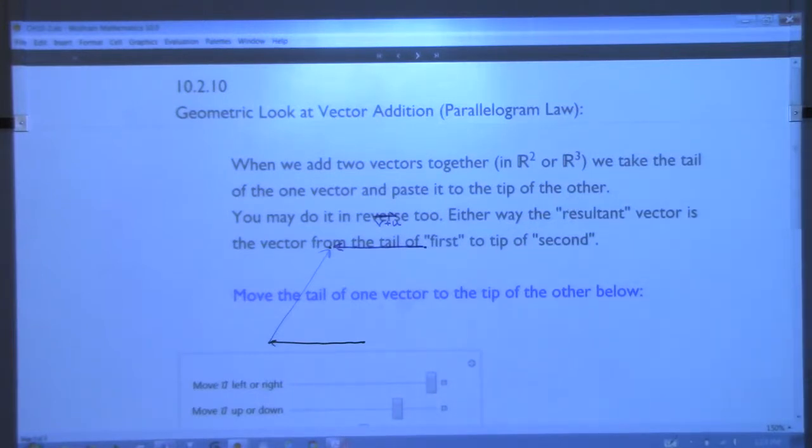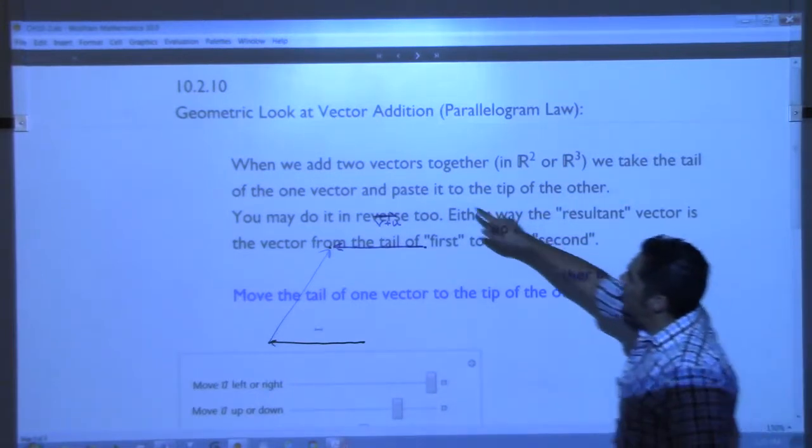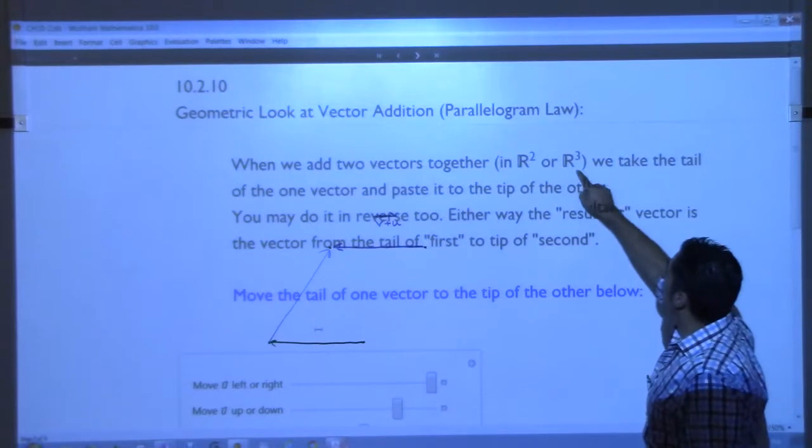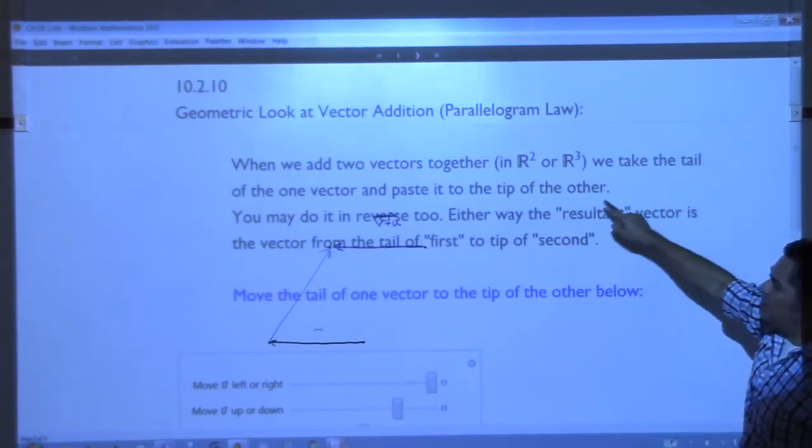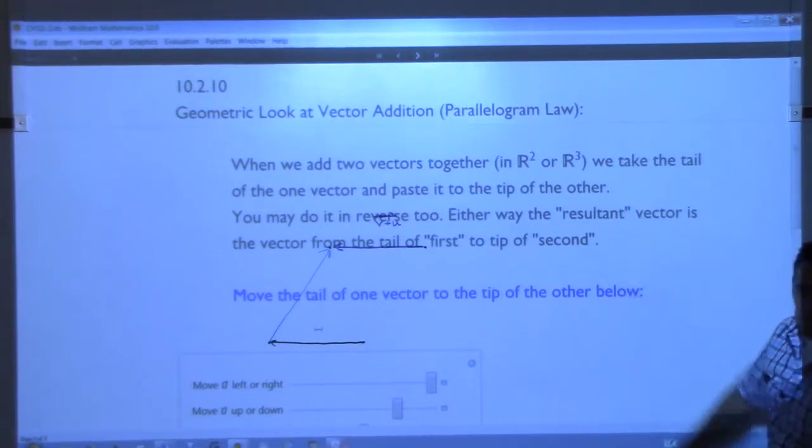So I put here, when we add two vectors together in R2 or R3, we take the tail of one vector and paste it to the tip of the other, right? Tail to tip or tip to tail, however you want to say that.